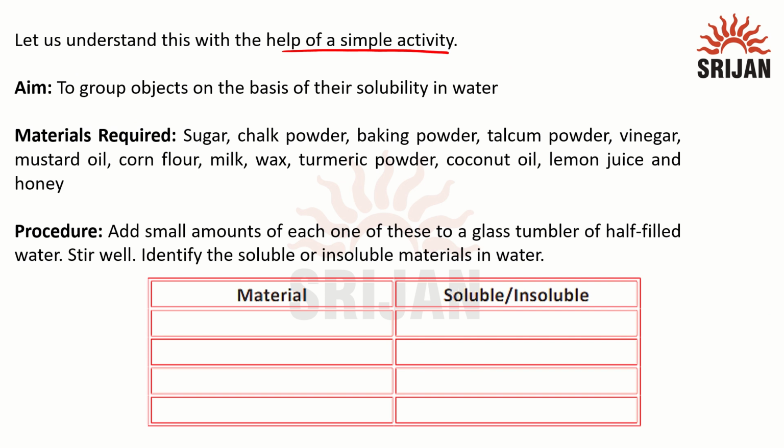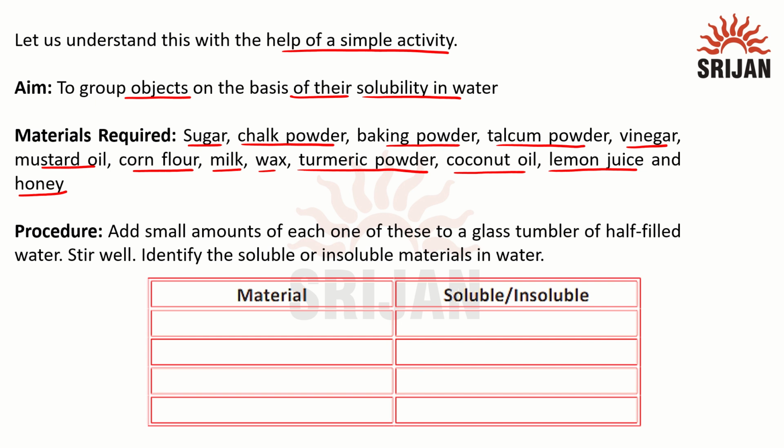The aim of this experiment is to group objects on the basis of their solubility in water. Now the materials required are sugar, chalk powder, baking powder, talcum powder, vinegar, mustard oil, corn flour, milk, wax, turmeric powder, coconut oil, lemon juice and honey.